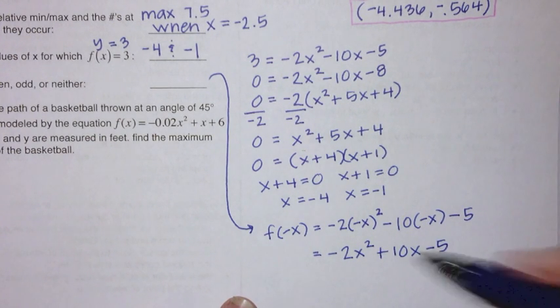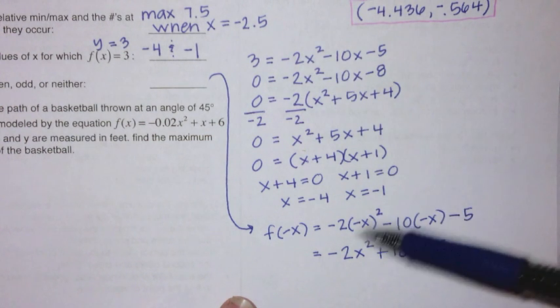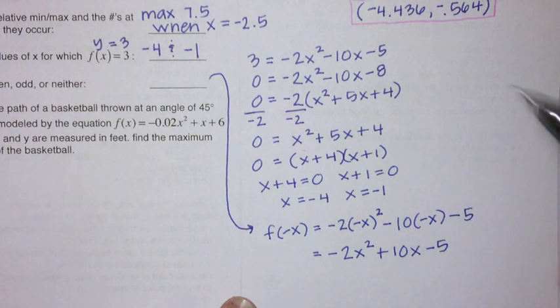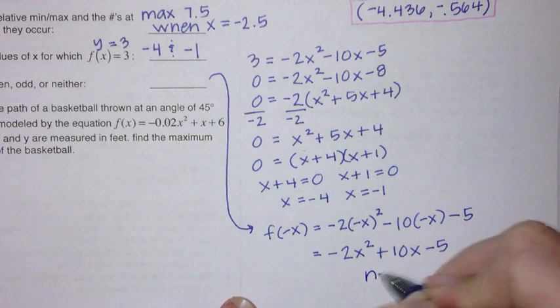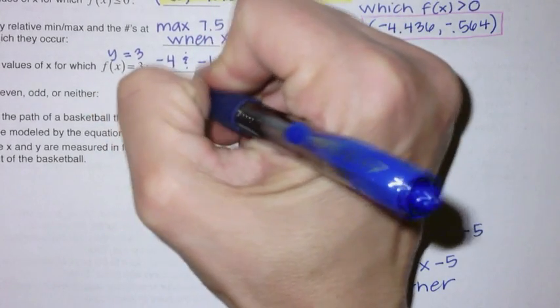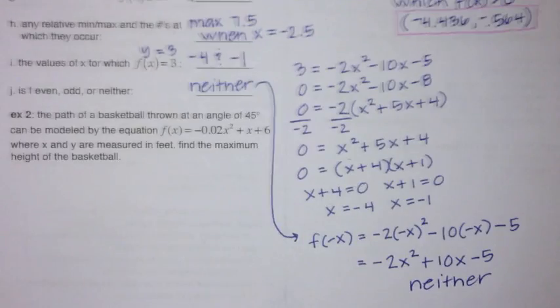So if we compare this to our original equation, the -2x stays the same, but this -10x and that 10x change signs, so it's a neither. And you didn't have to do this work if you could just look at the graph and be able to tell, but we're still processing that because it was yesterday's lesson.